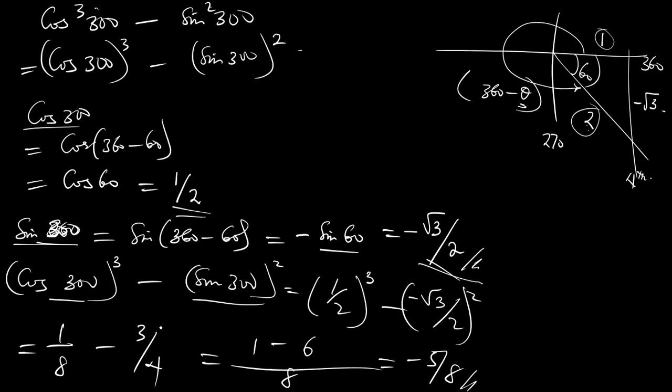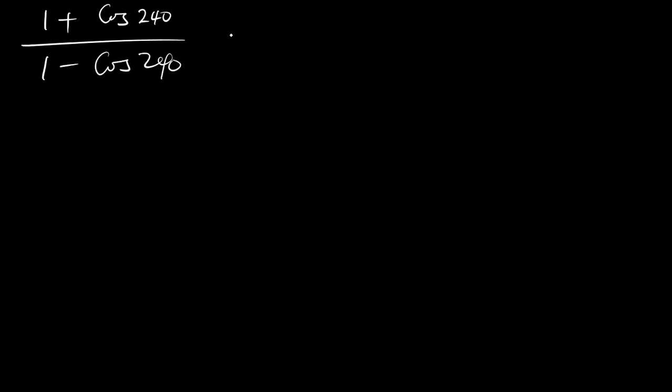Then the next question that was given, they said simplify this. You have 1 plus cos 240 divided by 1 minus cos 240. So now first let's look for the value of cos 240.